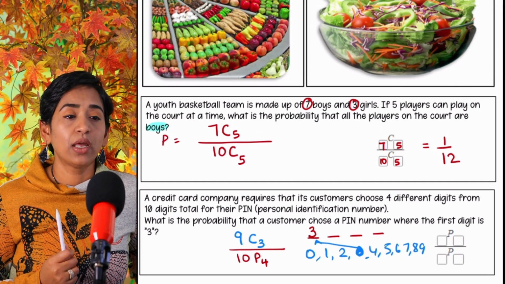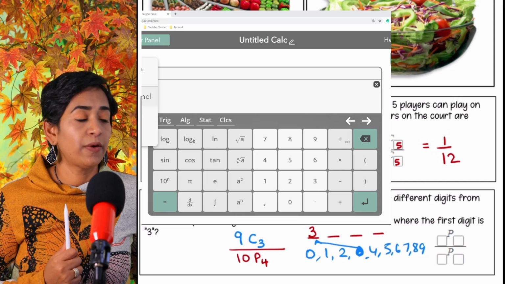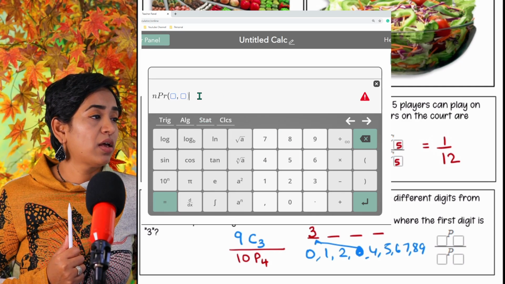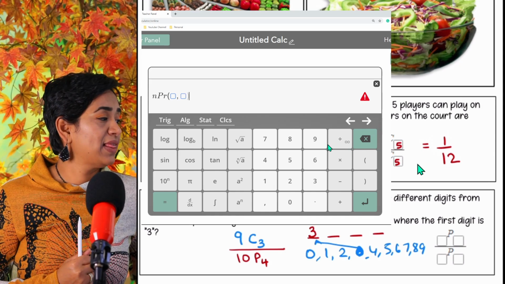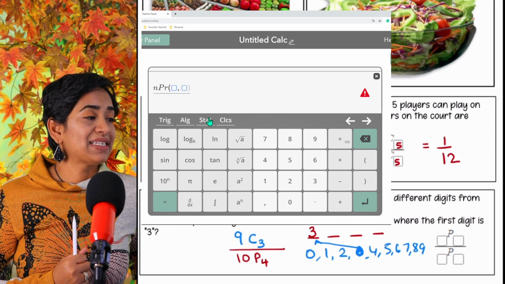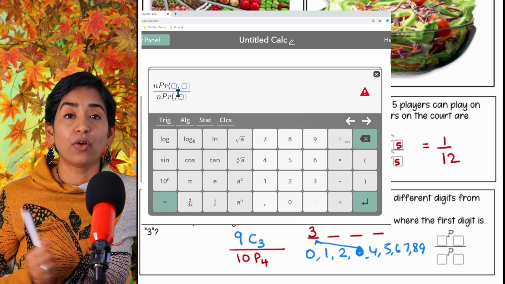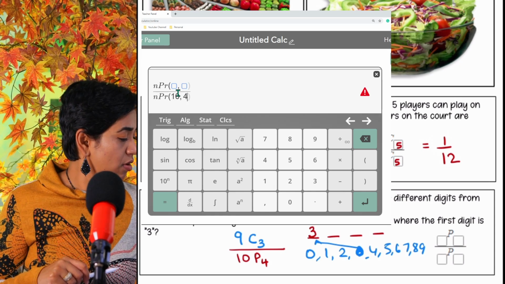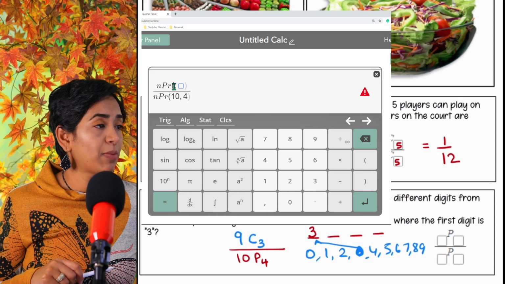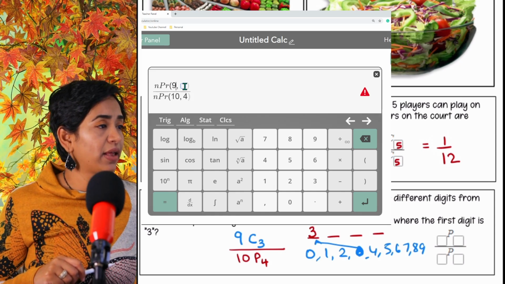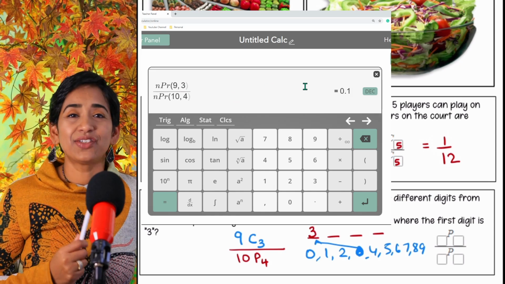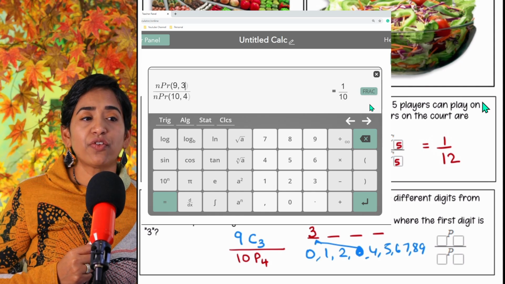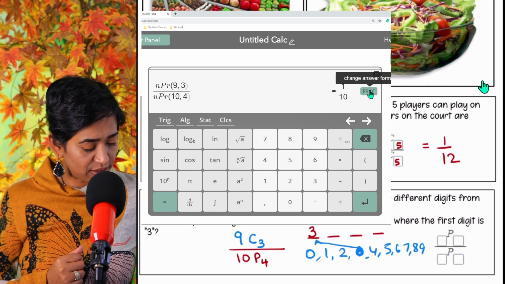Again, you will go ahead and plug this in your class calc. Let me bring up my class calc right here. I'm going to stats, nPr. You see how I'm moving all the way to the right and then clicking divided by, stats, nPr again. Now I'm going to plug in. The bottom one is 10 and 4. And the top one is 9 and 3. As you can see, I have a decimal. I'm simply going to click on the decimal and change it to a fraction. 1 over 10 is your final answer.